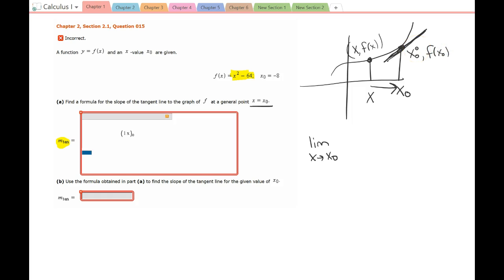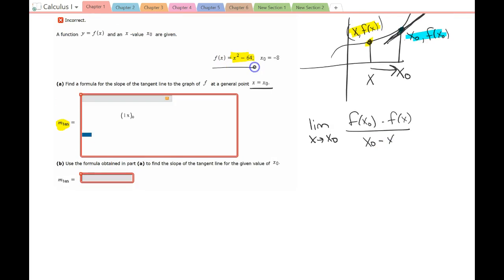Now we do the same thing we do in college algebra when we want to find the value of the slope: we do delta y over delta x, which would be f of x0 minus f of x, divided by x0 minus x. I have this point here, and I have this point here, so I do delta y divided by delta x. Now I look at my function, and I do the limit as x goes to x0.